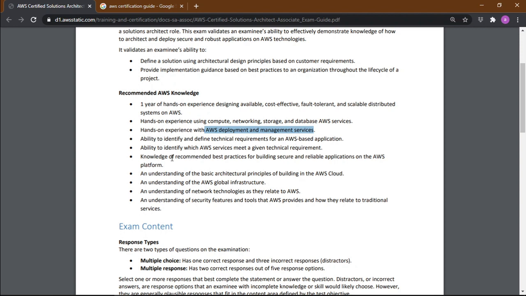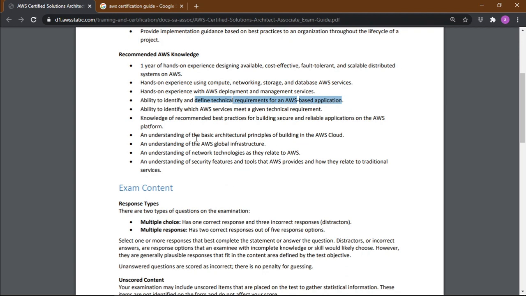The next section is defining technical requirements for AWS based applications. Suppose you have a web application currently running on on-premise servers, you must be able to know what requirements it will have on cloud architecture when you go on to develop that application in the cloud. The next one is the global infrastructure. It means if your application is global or has a global user base, how are you going to define it? That's what this section covers.